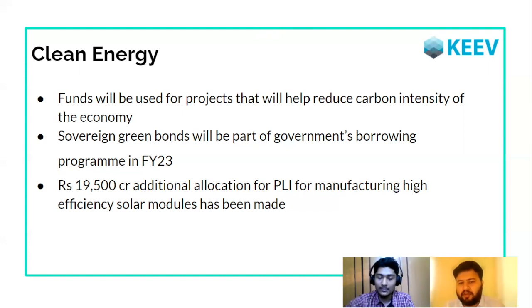So along with this PLI, again they've made changes in the duty structure, where if you import ready-made solar panels, the duty has been increased, and on the input materials needed to make solar panels, the duty has been reduced. Right. Okay.